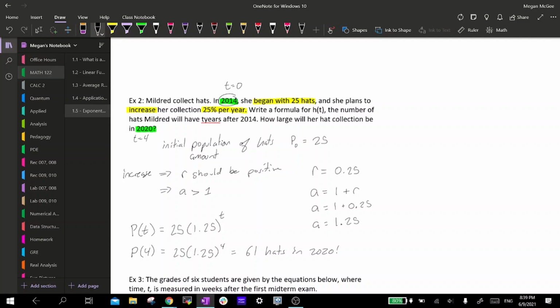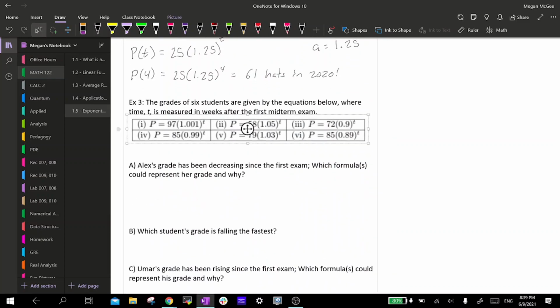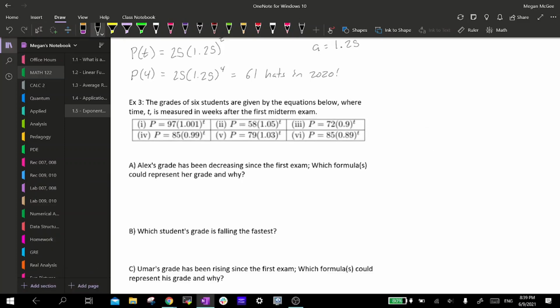Okay, so example number 3. The grades of 6 students are given by the equations below, where time t is measured in weeks after the first midterm exam. The first problem here, A: Alex's grade has been decreasing since the first exam. Which formulas could represent her grade and why?